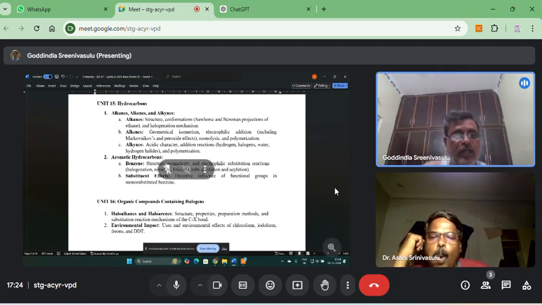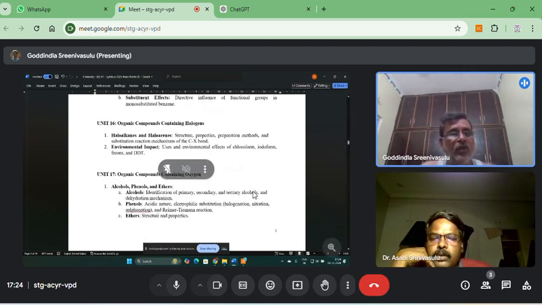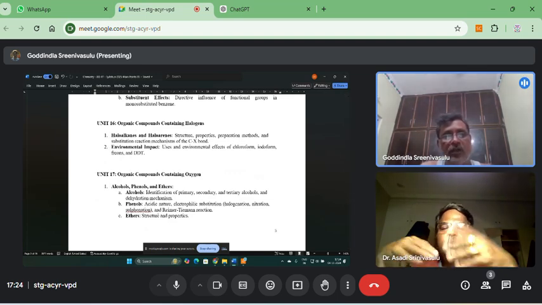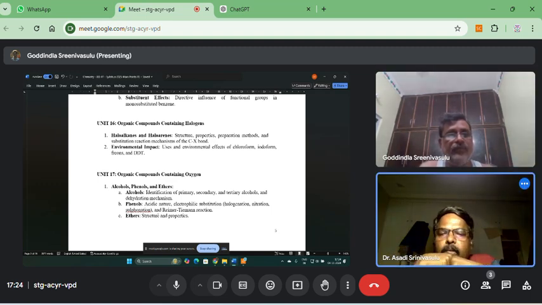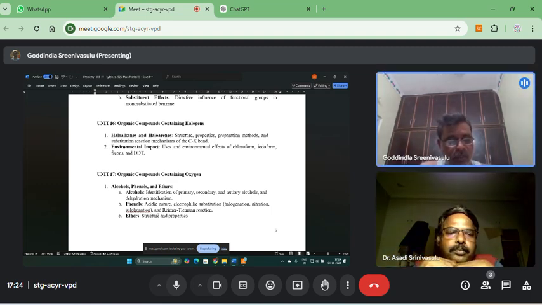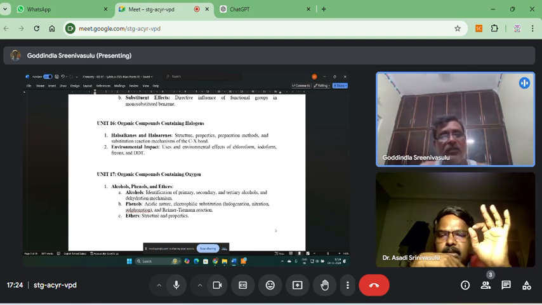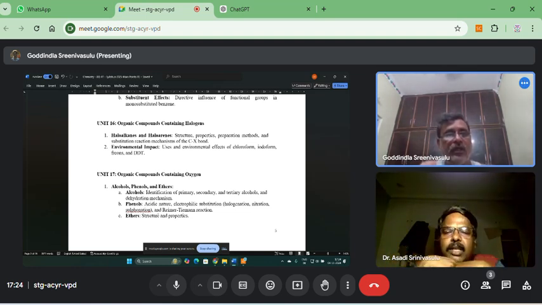So organic compounds containing halogens, haloalkanes and haloarenes. Alkanes means saturated hydrocarbons. Halogens? Halogen means fluorine, the halogen group: fluorine, chlorine, bromine, iodine, astatine. These are the halogens. Why is it called halogens?